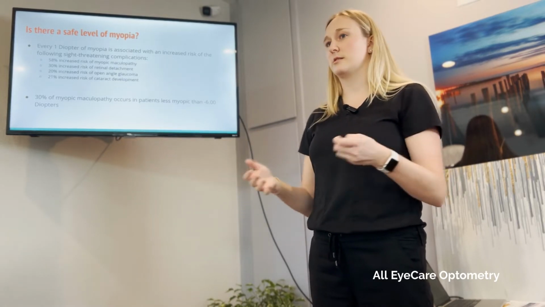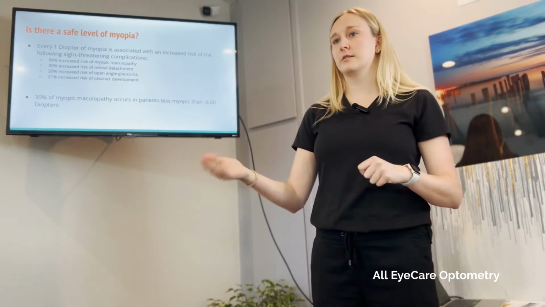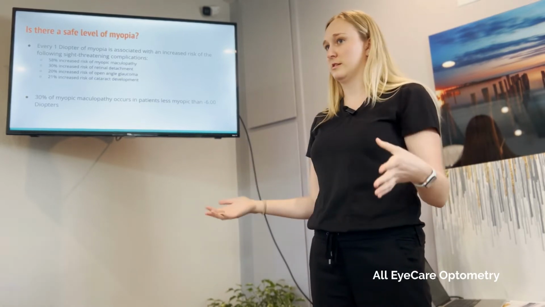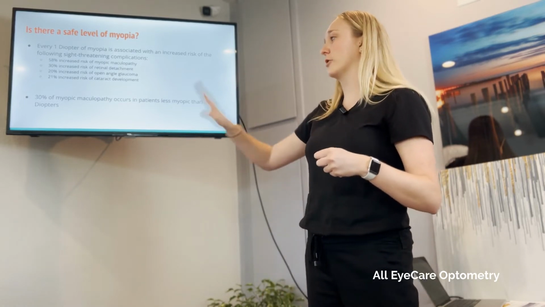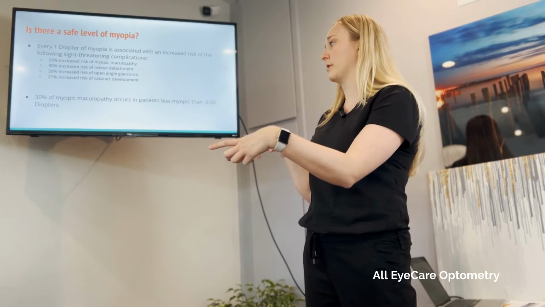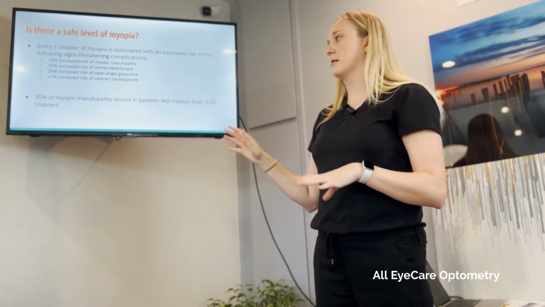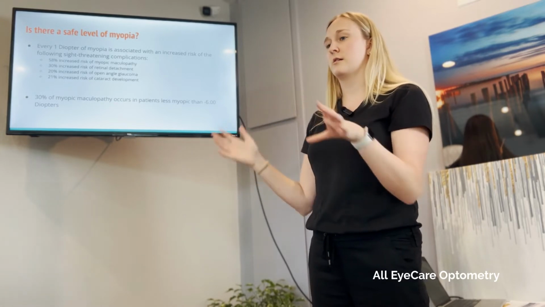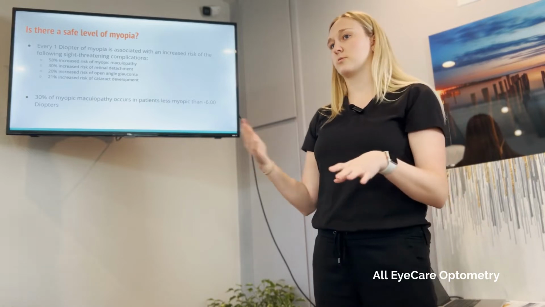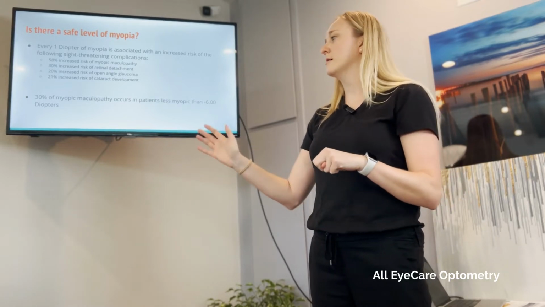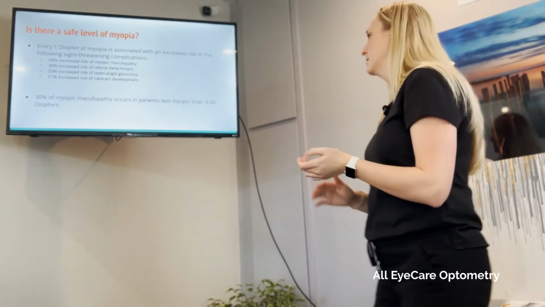So even someone with just a -1 prescription already has a 58% increased risk of myopic maculopathy, which is visually devastating. And in looking at the people that have myopic maculopathy, we would typically think, okay, maybe our -6s, -7s, we expect that. But of that group with that condition, 30% of those people are below a -6. So we can't just worry about our higher prescriptions at this point. We need to worry about our lower myopes as well.